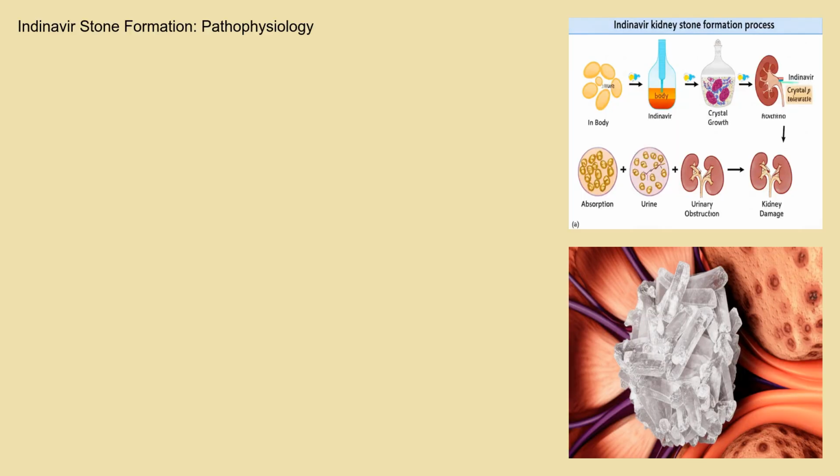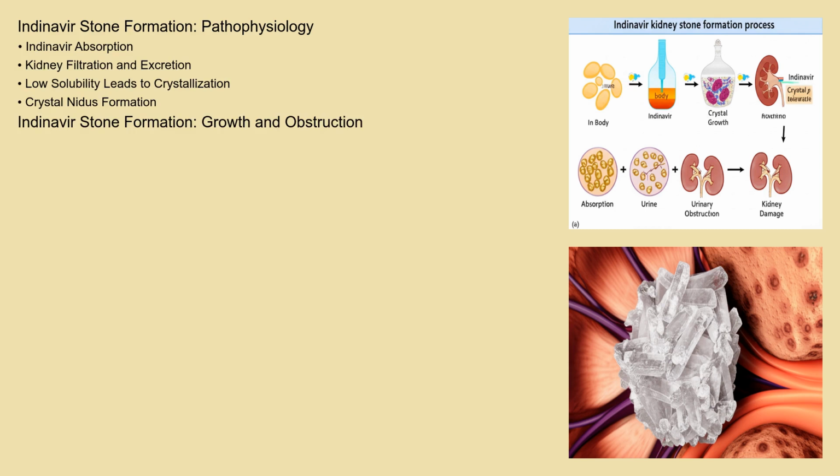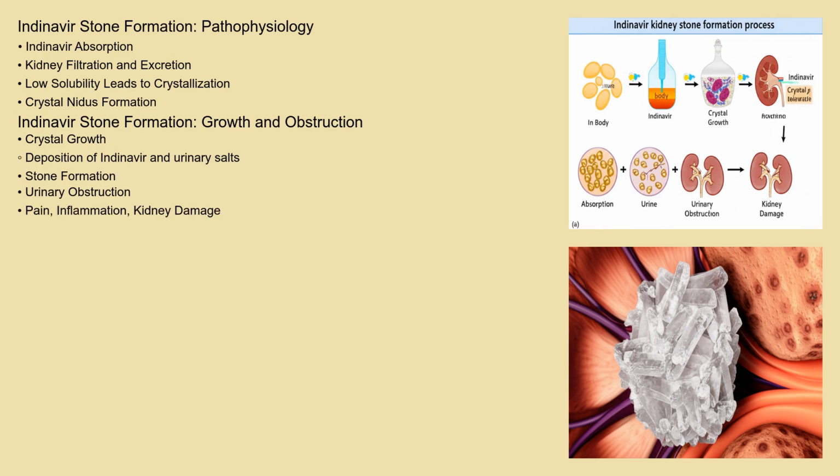The pathophysiology of Indinavir stone formation is relatively straightforward. After ingestion, Indinavir is absorbed and circulated in the bloodstream. The kidneys filter the blood and excrete the drug, along with other waste products, into the urine. Because Indinavir is poorly soluble, especially in certain conditions, it crystallizes. These crystals can then act as a nidus, or a starting point for further crystal deposition. Over time, more and more Indinavir and potentially other urinary salts, like calcium oxalate, bind to these initial crystals, causing them to grow into larger stones. These stones can then obstruct the flow of urine, leading to pain, inflammation, and potential kidney damage.